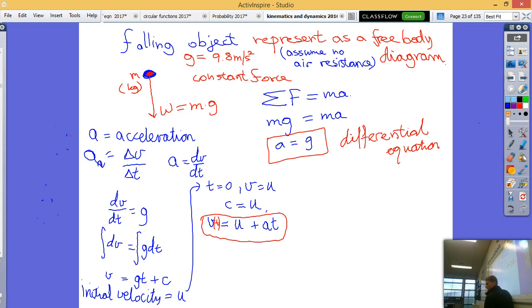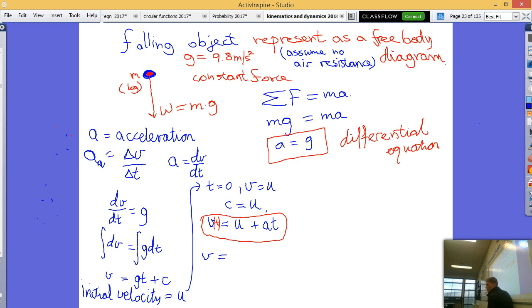So we can extend that now. We'd like to know the position of the object at any point in time. So what is velocity defined as? dx dt. Yes, that's right. It's the rate of change of position or displacement with respect to time. So x is what we call position, some coordinate in space.